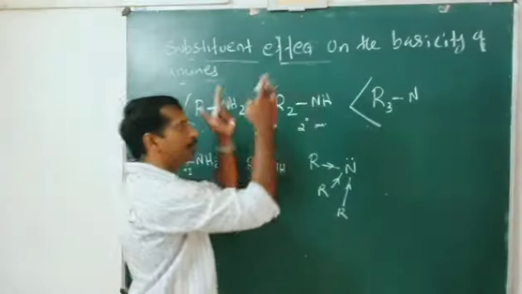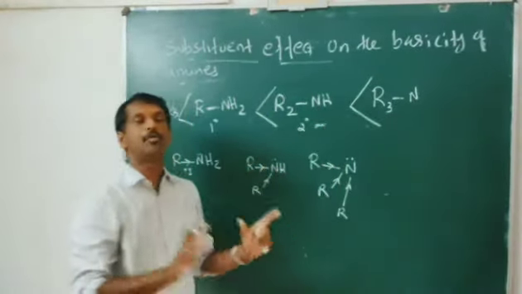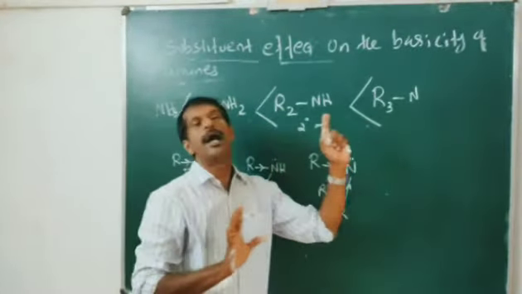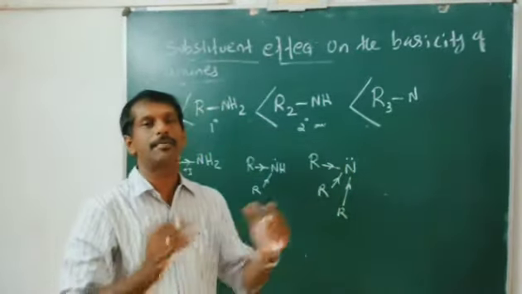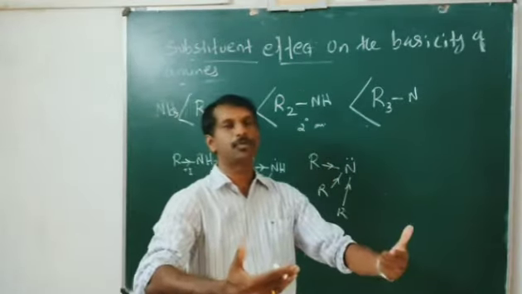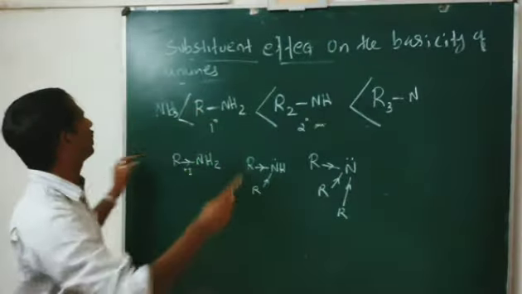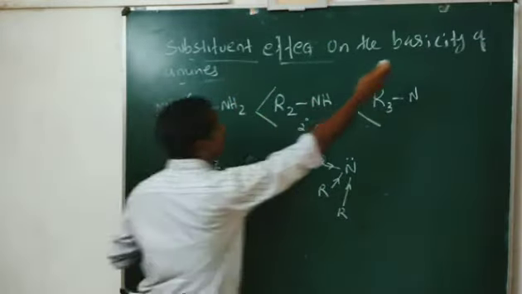What is the reason? In tertiary amine there are three alkyl groups. Alkyl groups are electron pushing groups. Electron pushing groups will increase the electron density of the nitrogen atom. That means their basicity will also increase. So when you compare only on the basis of plus I effect, the substituent effect on the basicity of amines.